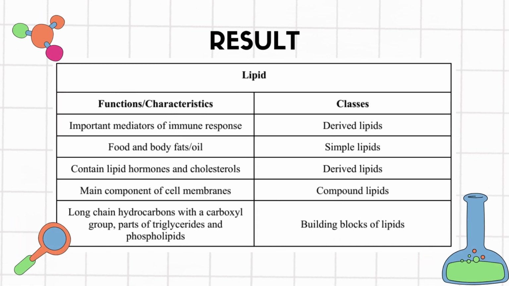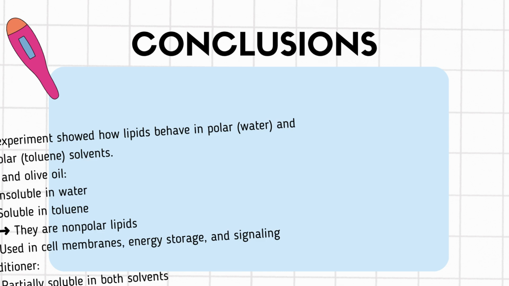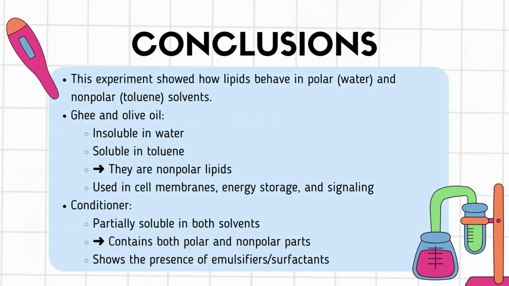Result for practical 3. This experiment shows how fat lipids behave in different liquids like water and toluene. Ghee and olive oil did not mix with water but mixed well with toluene, proving they are non-polar lipids. This type of fats is important in our bodies for things like building cell membranes, storing energy, and sending signals.